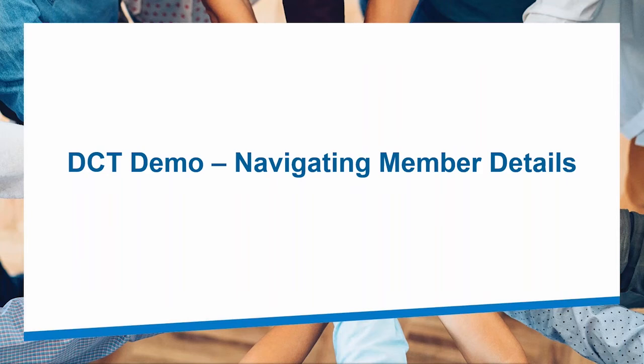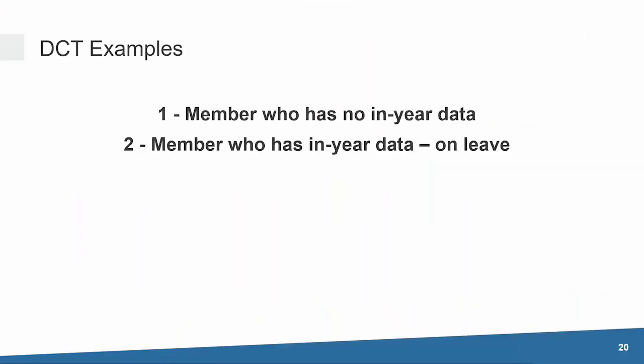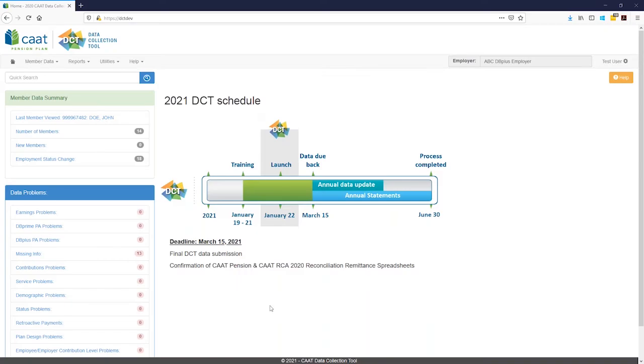Let's do a live demonstration of the member detail screen in DCT. During the demonstration, we will also cover two examples of the member details page, one for a member who has no in-year data and another for a member who has in-year data and on leave. We will open DCT and do a quick search for member Emily Random.